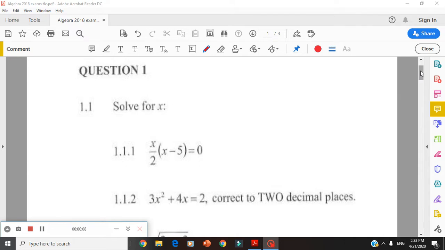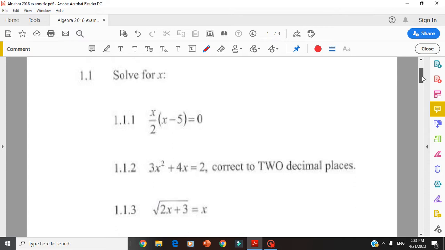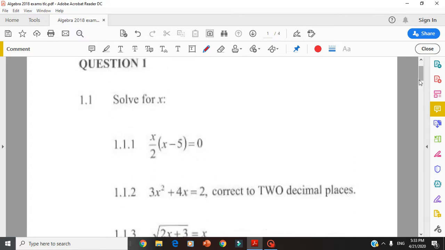Today we'll be dealing with algebra and some exam type problems. Here we're going to be dealing with solving for x, and let's give it a go. Okay, let's look at question 1.1.1.